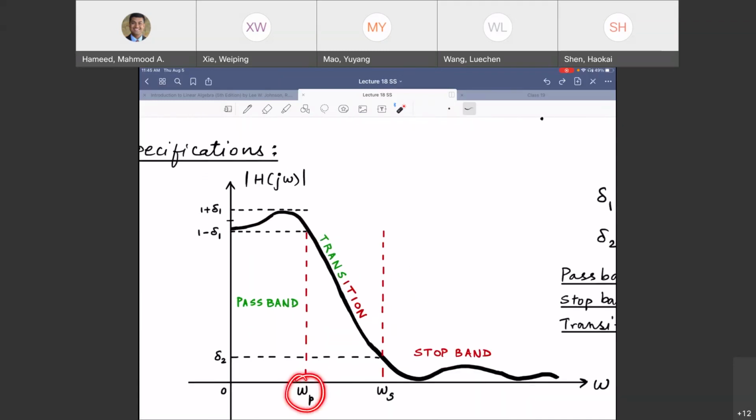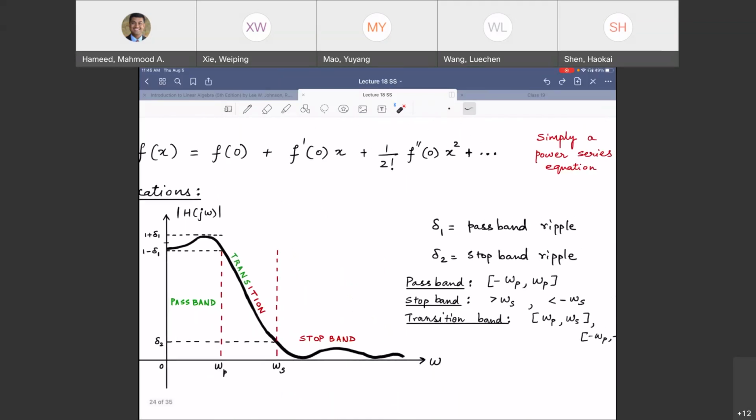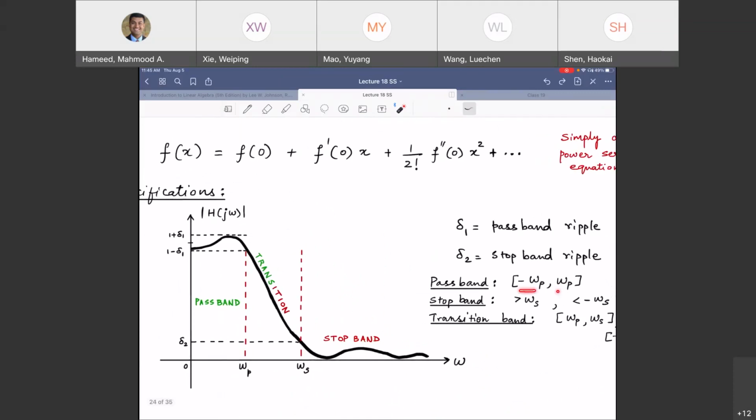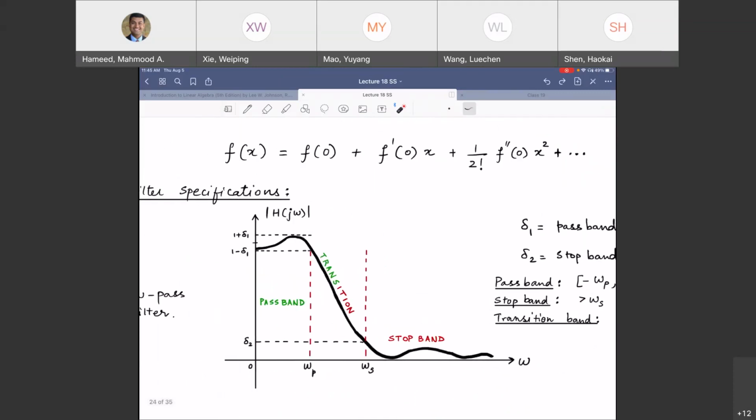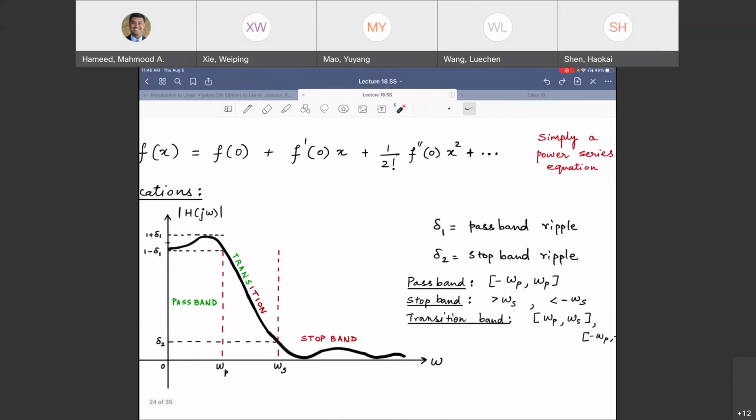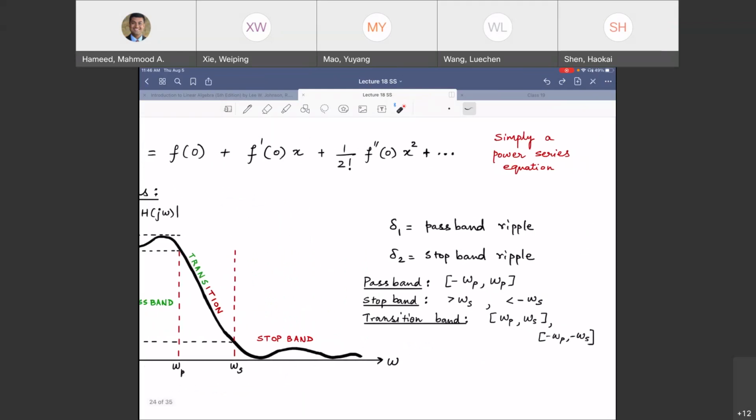Now, at some omega p, what is omega p? Your pass band frequency, right? The pass band is from negative omega p to omega p. I'm just showing the positive frequencies over here. You obviously have the negative frequencies that are not shown here, but you know they are there. Between the pass band frequency and the stop band frequency, you have a transition band. So the transition band is from omega p to omega s. On the positive side. On the negative side, it will be between negative omega p and negative omega s.